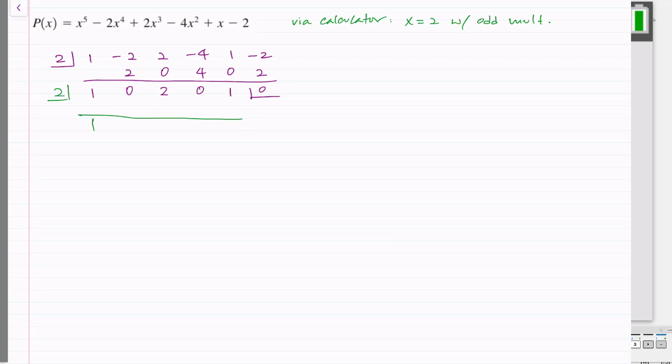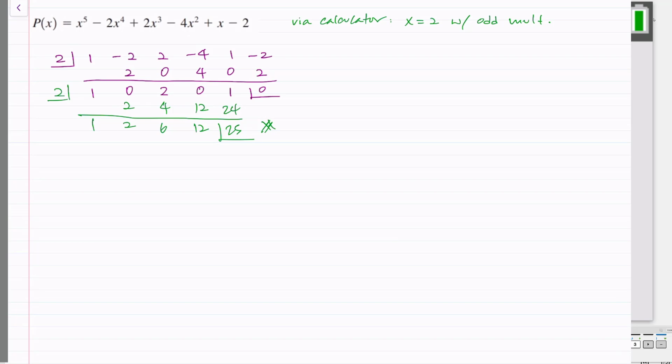2 times 1 is 2. 0 and 2 is 2. 2 times 2 is 4. 2 and 4 is 6. 2 times 6 is 12. You see what I mean? 0 and 12 is 12. 2 times 12 is 24. 1 and 24 is 25. So it's plain to see that that is not even division. And that means that we basically have a multiplicity of 1 on that root.